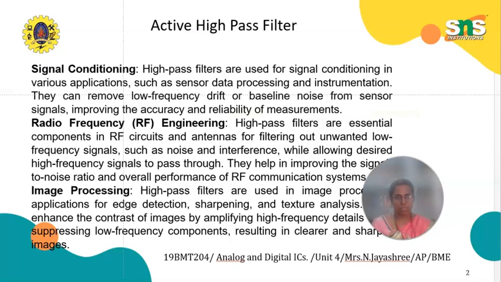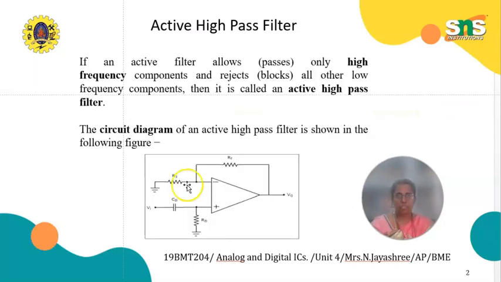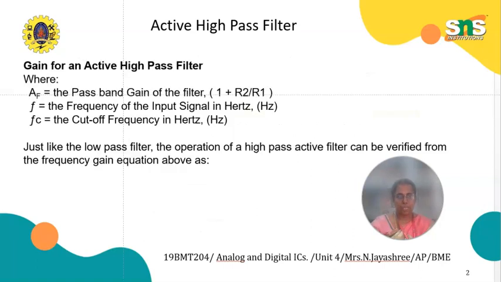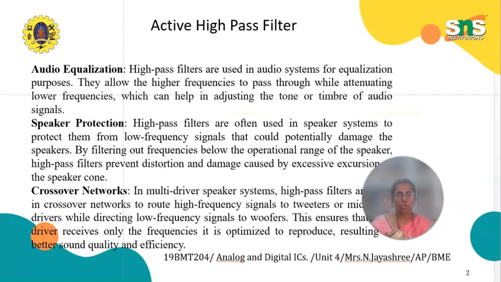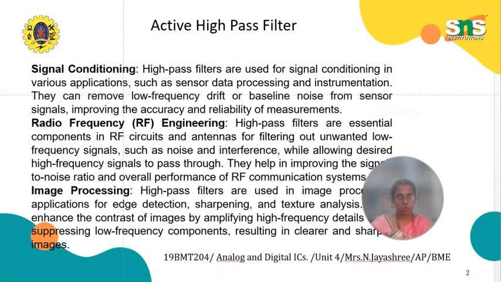Let us see the high pass filter block diagram again. This is the block diagram of the high pass filter. Here the capacitor is connected horizontally instead of vertically as in the low pass filter. Here the resistors are connected vertically instead of horizontally as in the low pass filter. These are the main applications of the high pass filter: audio, speaker protection, crossover networks, signal conditioning, radio frequency engineering, and image processing.